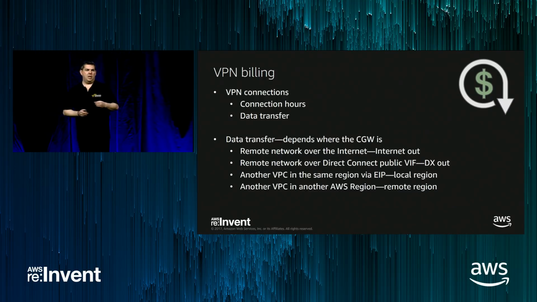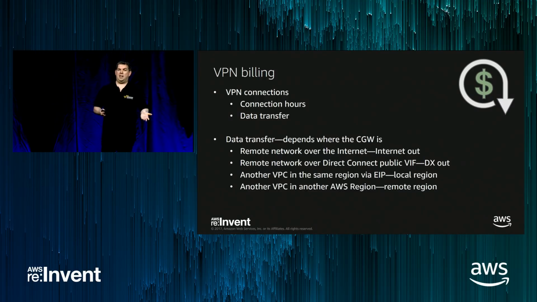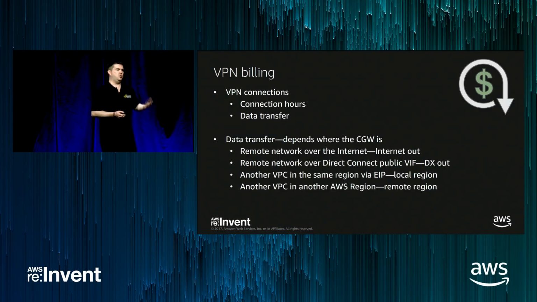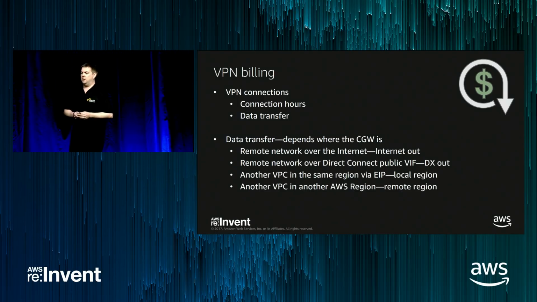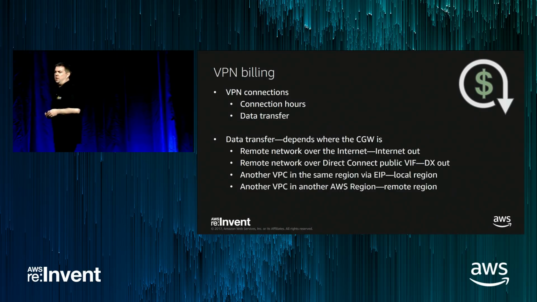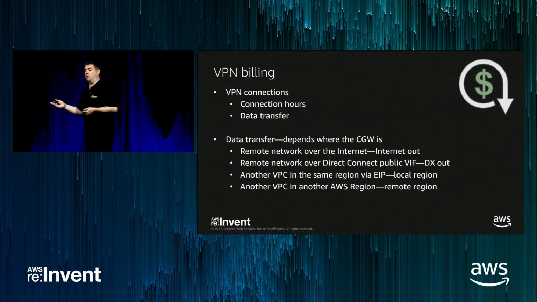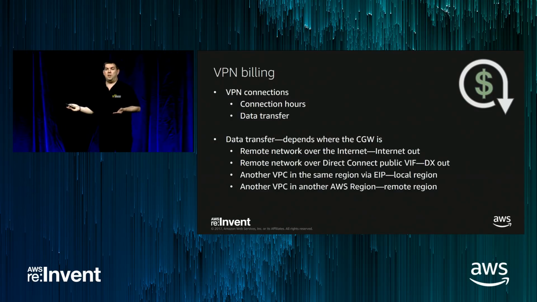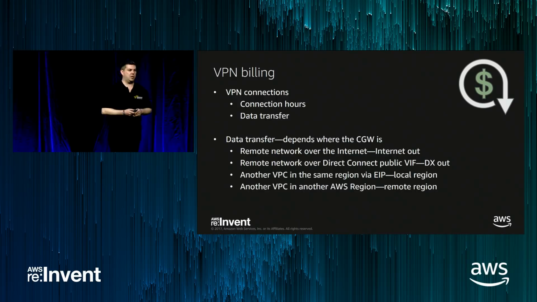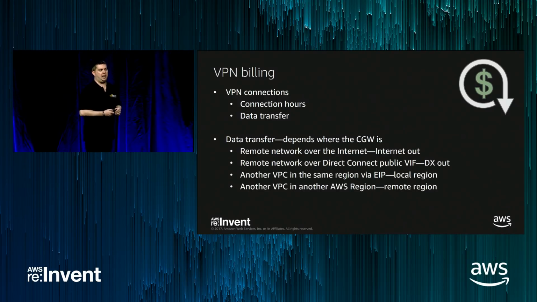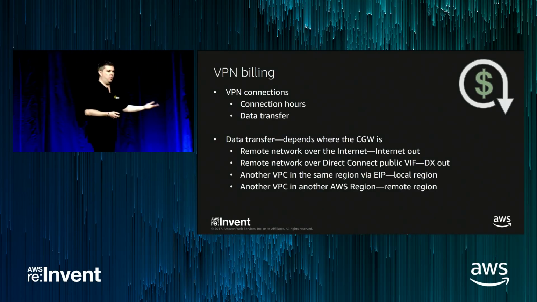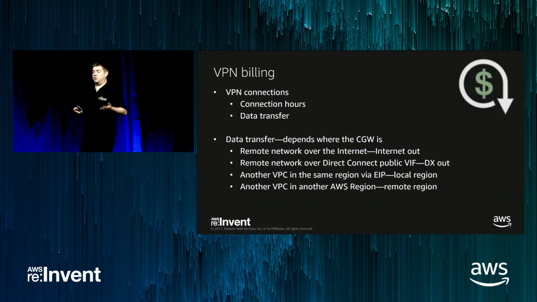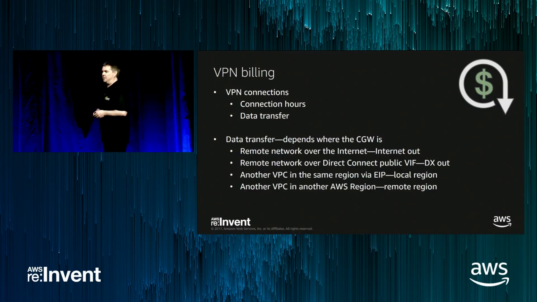If, however, you're running this IPsec VPN perhaps over a Direct Connect public virtual interface, which is something that you can do, then actually we reduce the charge for the data transfer because we're carrying it over Direct Connect, so it's charged at Direct Connect rates. And then the final 2 scenarios that I'm showing on the screen there: what if the customer gateway happens to be some software instances that you're running perhaps in another VPC, accessing via its elastic IP address, or in another VPC in another region perhaps, in which case we're charging the local data transfer rates to the region or the remote region data transfer rates. So the answer is it depends on where the customer gateway is located.